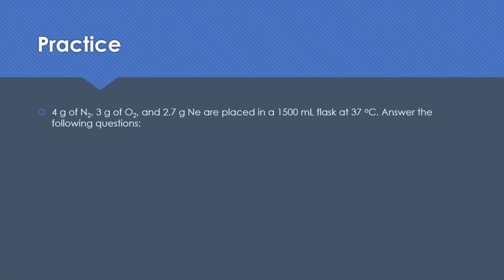All right, practice. 4 grams of nitrogen, 3 grams of oxygen, 2.7 grams of neon are placed in a 1500 ml flask at 37 degrees Celsius. Answer the following questions. What are the mole fractions? All right. So I've got 4 grams of N2. I've got 3 grams of O2. And I've got 2.7 grams of neon.